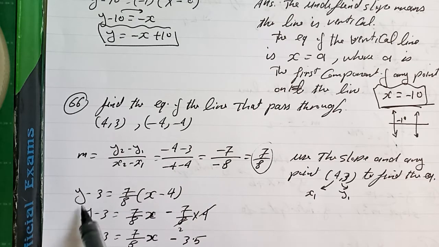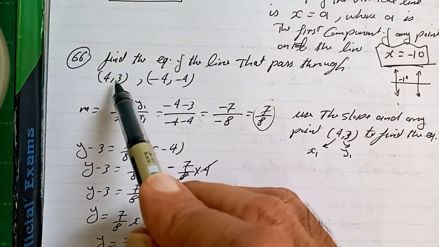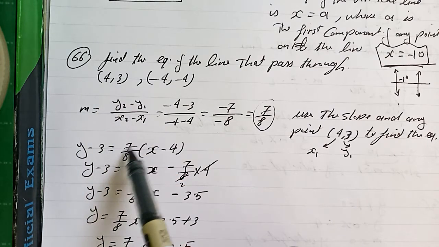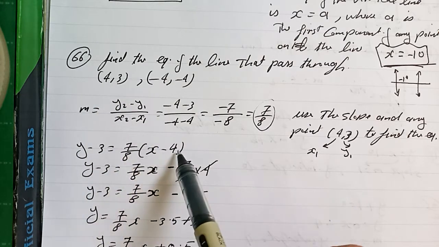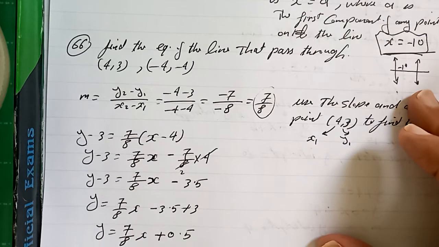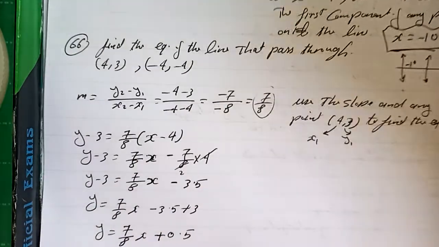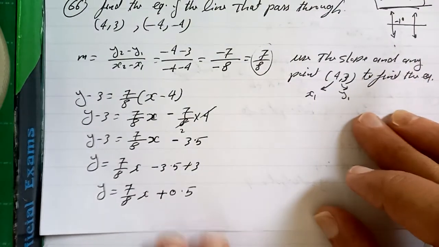Use the point slope form. y minus y1, let's say 3, equals m, which is 7 over 8, times x minus x1, which is 4. And then simplify this equation. You will get y equals 7 over 8x plus 0.5.